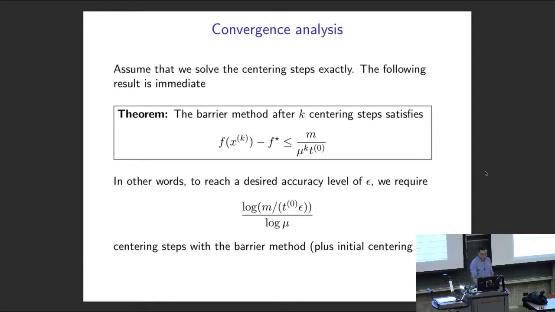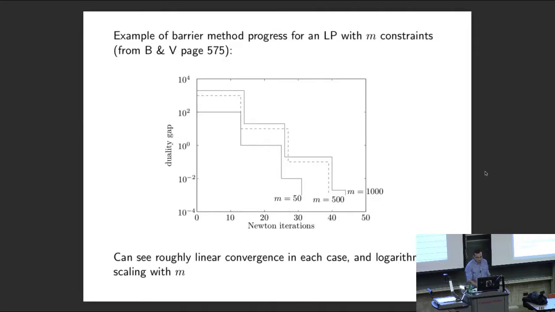All good questions. So here's an example, right, where we're seeing the number of Newton iterations, so the total iterations, not just the number of centering steps. And it's an example of solving different LPs as the number of inequality constraints grows.